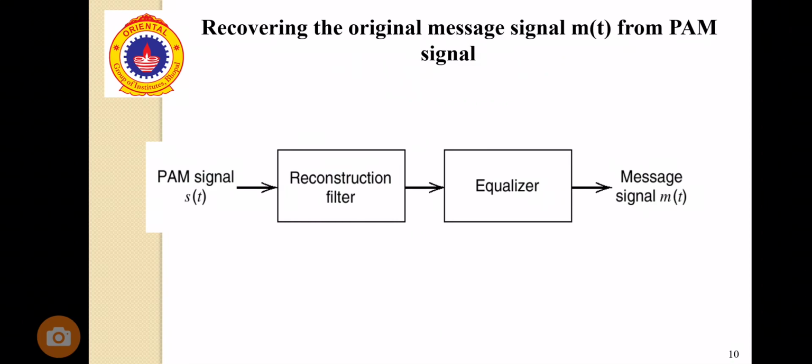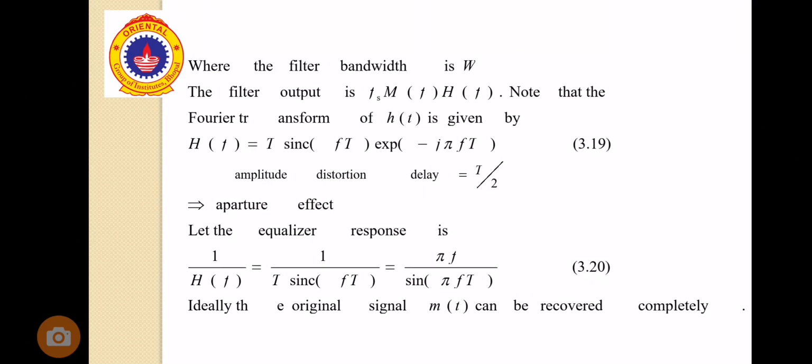Recovering the original signal m(t) from the PAM signal. The PAM signal passes through a reconstruction filter, which is normally a low pass filter. Then it passes through an equalizer and we get the message signal m(t), where the filter bandwidth is W. The filter output is 1 by T into H(f). Note that the Fourier transform of s(t) is given by H(f), which equals T sinc(fT) multiplied with an exponential function. This is the aperture effect. Let the equalizer response be 1 by H(f), which equals 1 by T sinc function, which equals pi f by sin(pi f T). Ideally, the original signal m(t) can be recovered completely by using this filter.